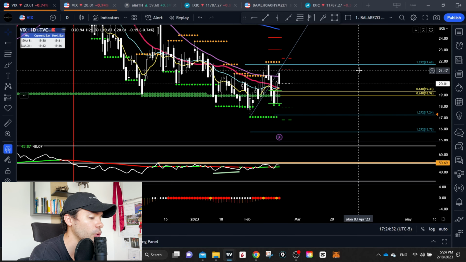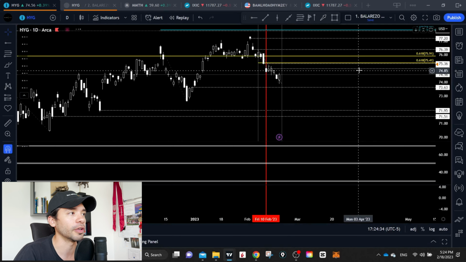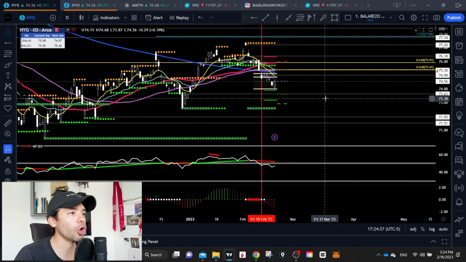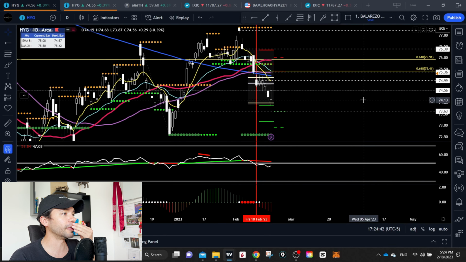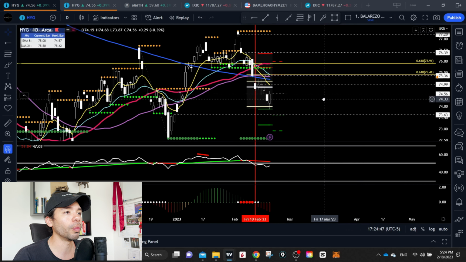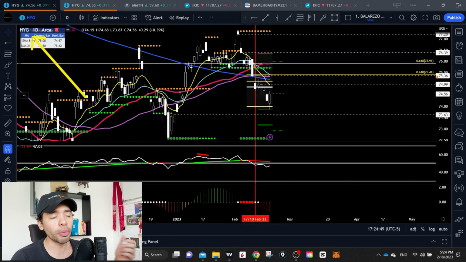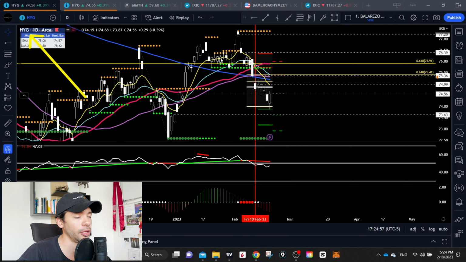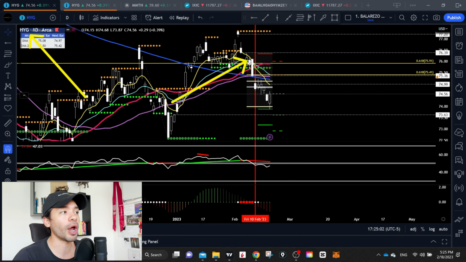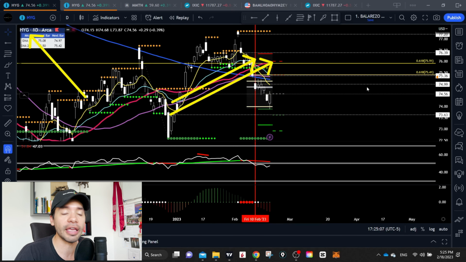Now let's jump into the HYG because I think this is a very, very important chart. What is the importance of the junk bond market in the analysis that we're doing with the S&P? Basically, the junk bond market tends to be a very good indicator of when we have risk on and when we have risk off in the market. Meaning that when the HYG is rising, above these rising moving averages, we tend to see also a nice rally in the indexes.